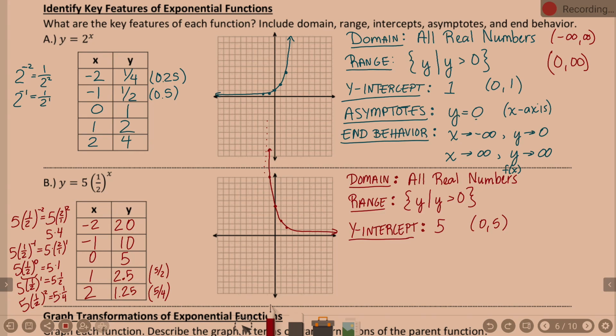Asymptotes. Any asymptotes? Y equals 0. Still that x-axis. Still not going below that x-axis. So y equals 0.